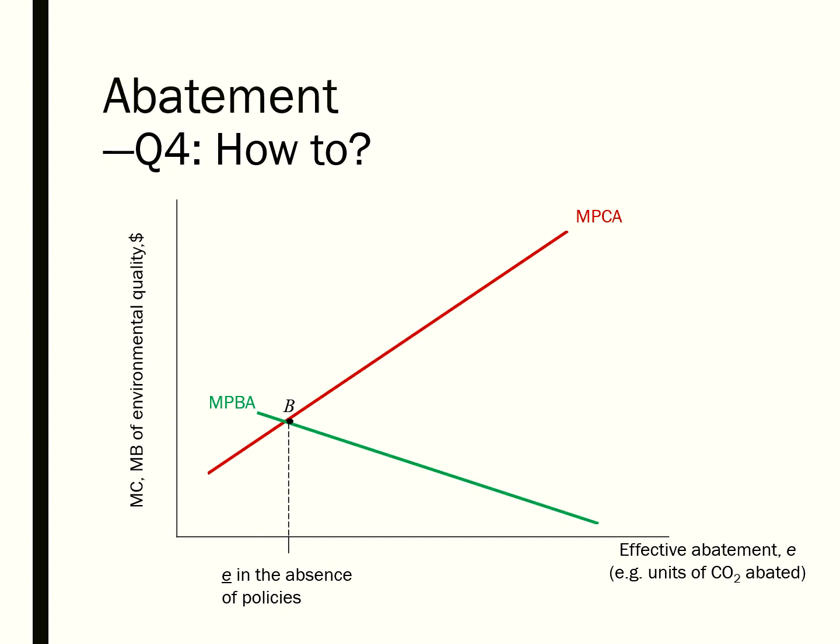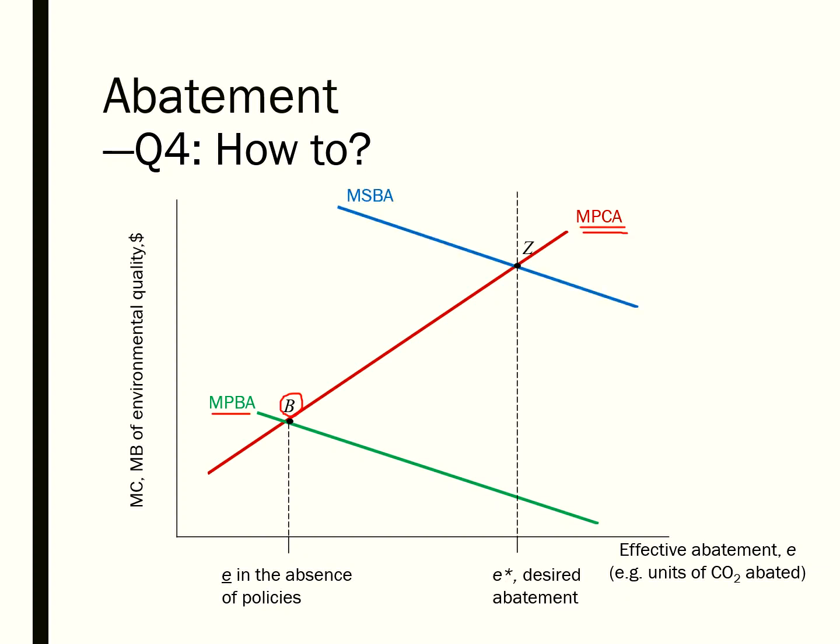However, from the social point of view, MSBA is the marginal social benefit of abatement, which is much higher than the MPBA, the private benefit. The gap between the MSBA and MPBA is the external effects, that is, the gap between the private and social benefit. So point Z is the social optimum, which results in the higher desired abatement level than the private optimum point B. To shift from the private optimum B to the social optimum Z, there are two approaches.